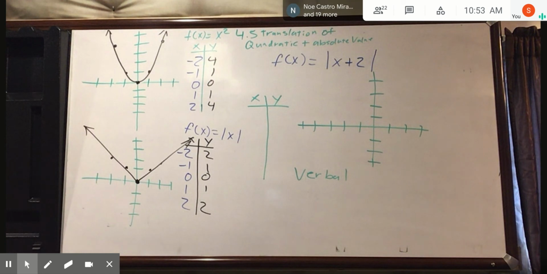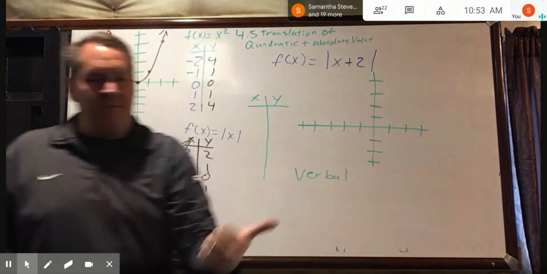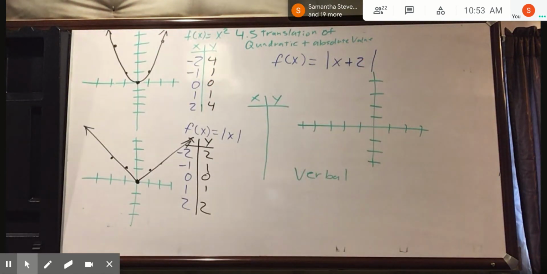All right, last one here. Adding 2 on the inside. Nothing being added out here. So we only have horizontal or just vertical. Noah, what do you think we're going to have here with adding 2 on the inside? So left 2? Left 2, yep.